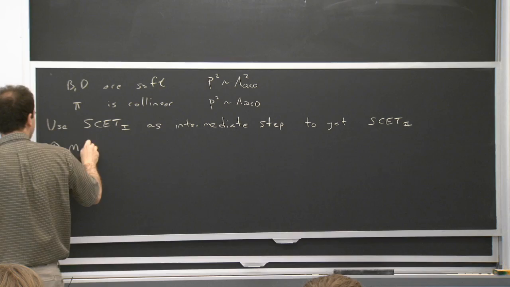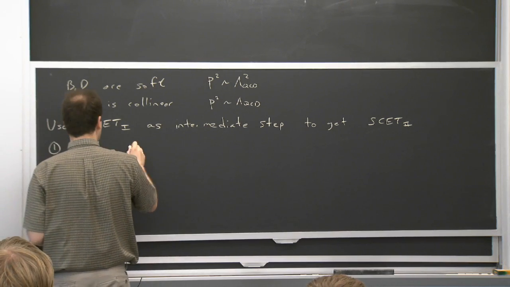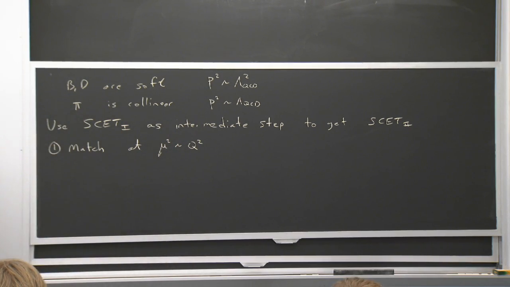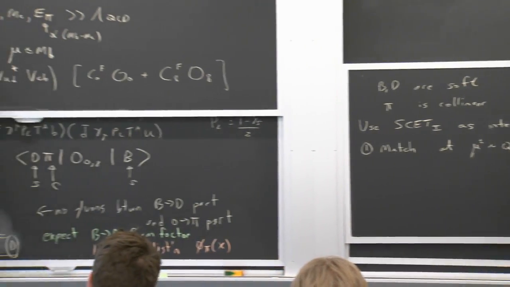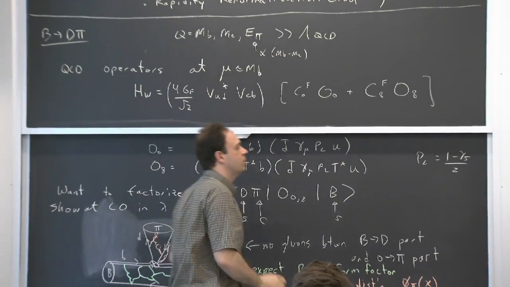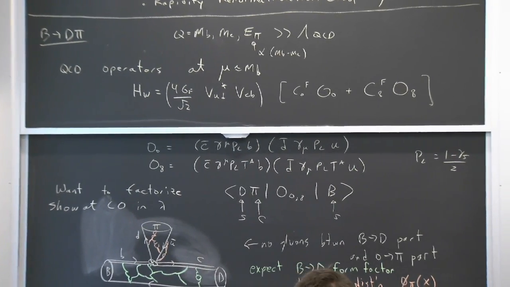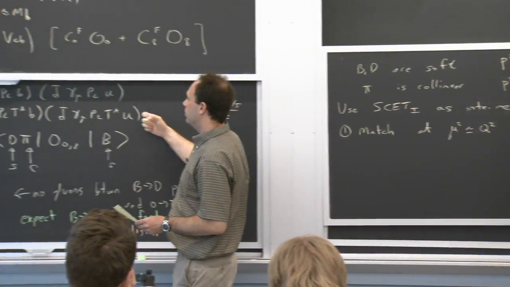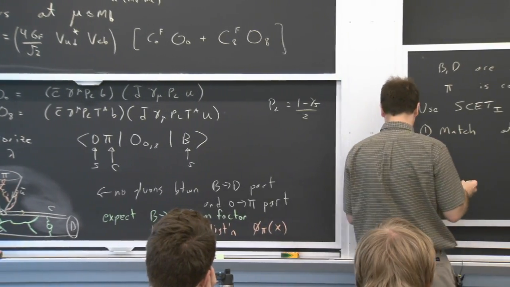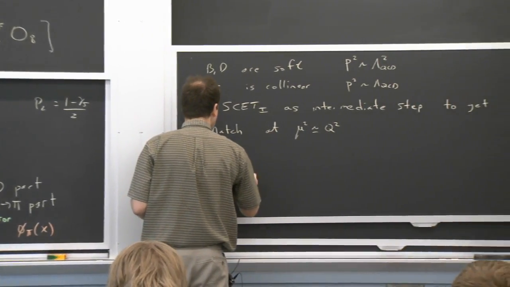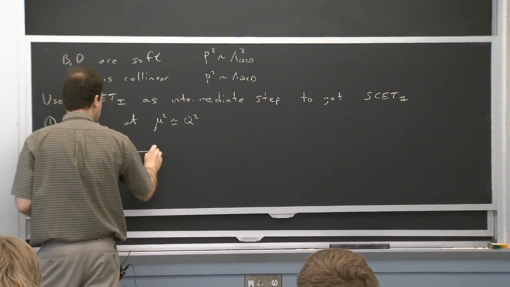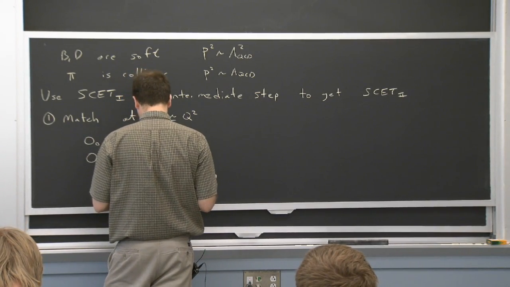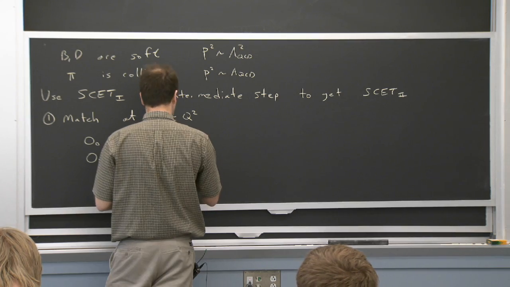So let's do that again. Step one was to match QCD onto SCET1. So there's some hard scale, and the hard scale in this case could be any one of these three, so collectively I just denote them by Q. And what's going to happen in that matching is we take these operators O0 and O8, and we have to match onto SCET operators. So let me call the SCET operators Q0.